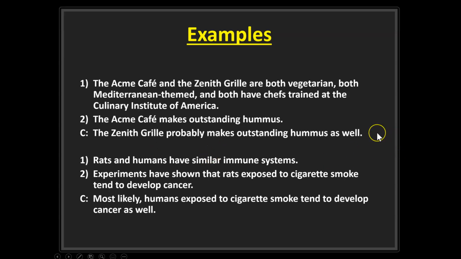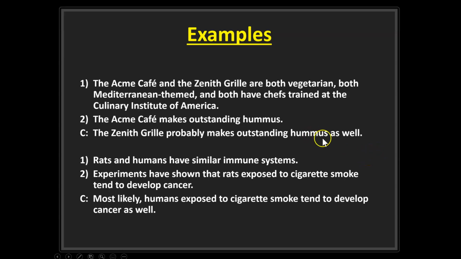Now, is it a slam dunk that the Zenith Grill will make outstanding hummus as well? No. They could put, I don't know, I'm trying to think of something disgusting to put in hummus, but we'll just leave that aside. It doesn't have to be good based on these premises, but given what they have in common, it's likely that it's good. Argument by analogy is also the basic principle of animal experimentation, right?